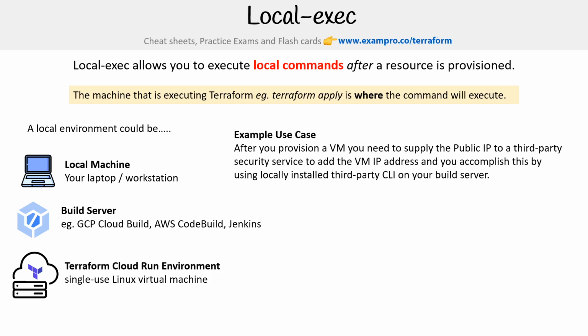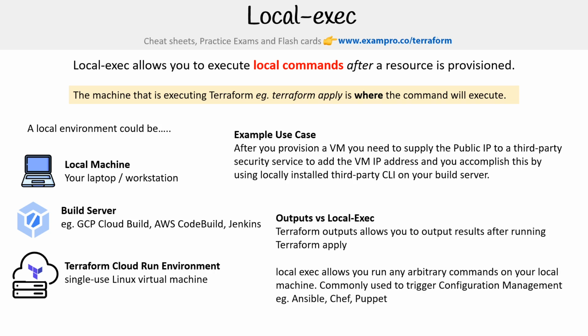So just an example, and there's a lot of cases where you might want to automate, but the idea here is after you provision a VM, you need to supply the public IP to a third-party security service to add the VM IP address, and you could accomplish this by using locally installed third-party CLIs on your build server.